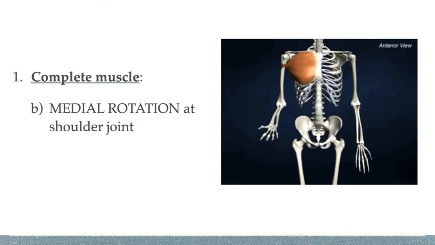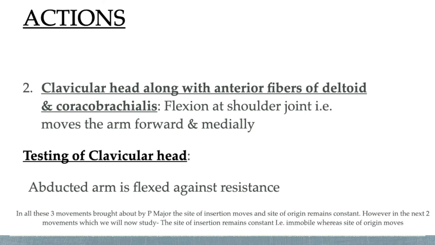The other function of pectoralis major is medial rotation at shoulder joint. So in this video clip, you can see how medial rotation of the arm, or I may say medial rotation at shoulder joint, is occurring because of the contraction of all the three heads of pectoralis major muscle. The third function of pectoralis major muscle is to bring about flexion at shoulder joint, that is to move the arm forward and medially. This occurs when clavicular head of pectoralis major muscle contracts, and this action is brought about in conjunction with the anterior fibers of deltoid and coracobrachialis.